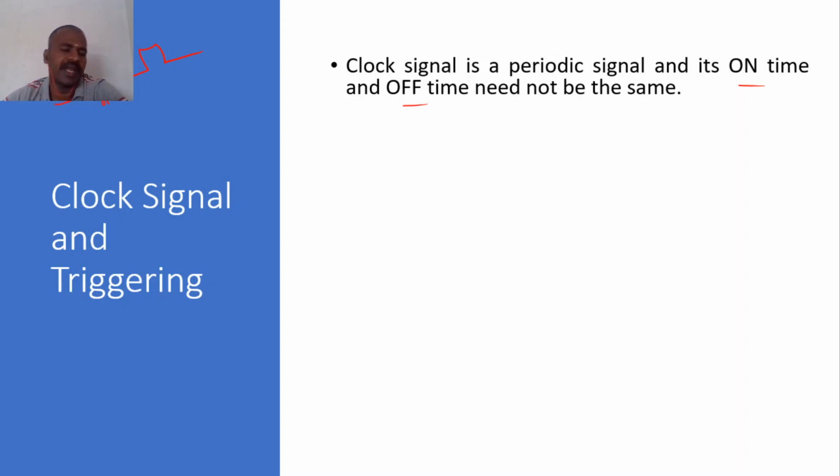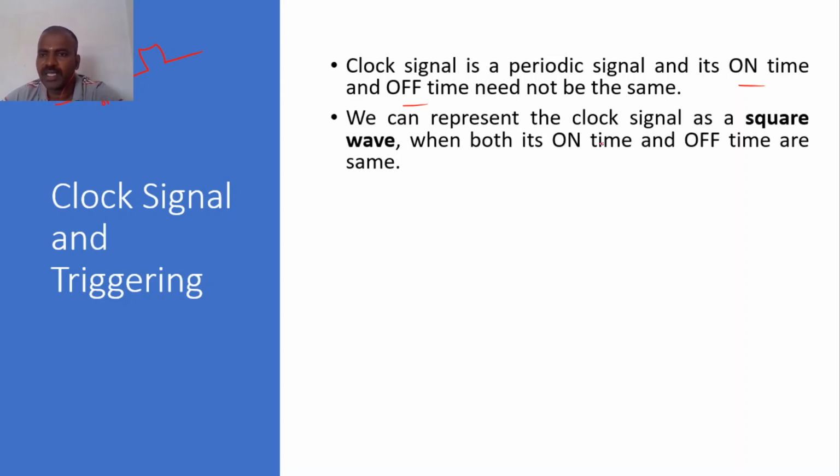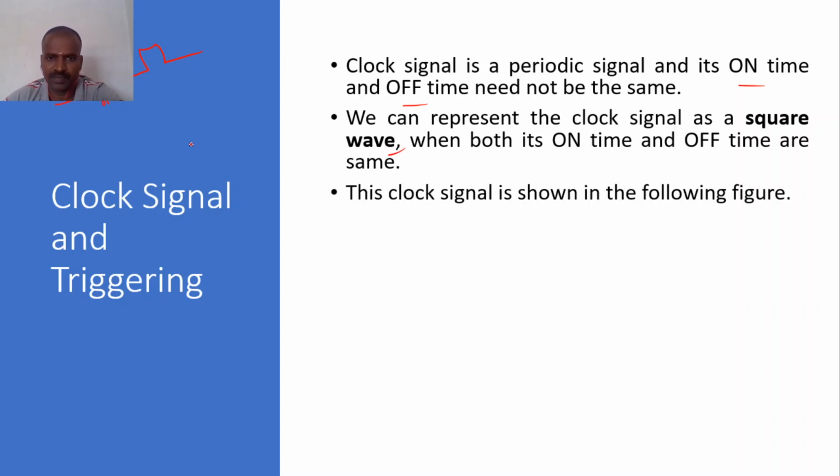Sometimes it will be the same, and sometimes it will not be the same. Then there are no conditions; both on time and off time need not be the same. Right, so we can represent the clock signal as a square wave when both its on time and off time are the same. Yes, the clock signal is shown in the following figure.